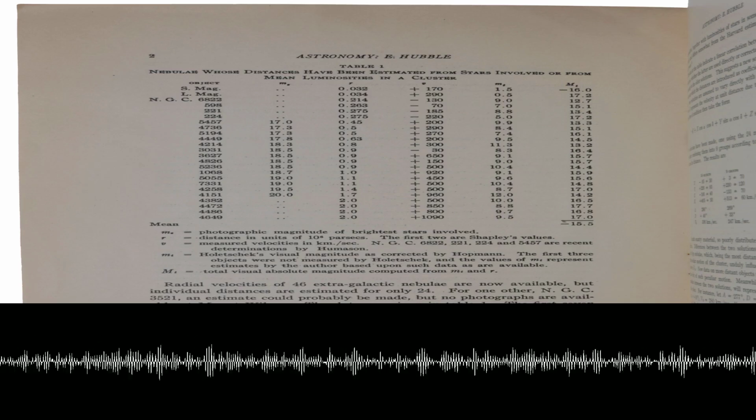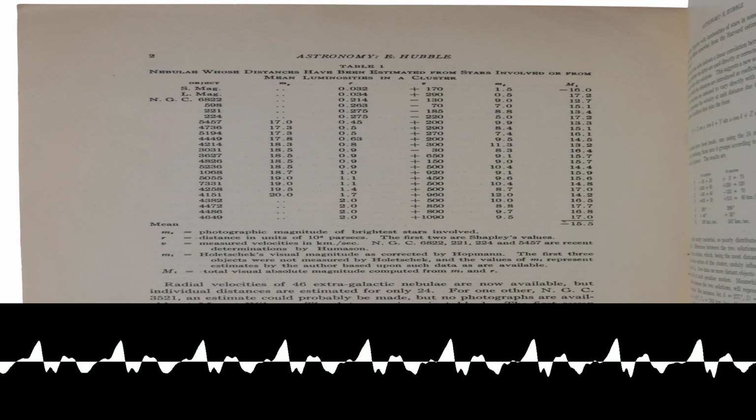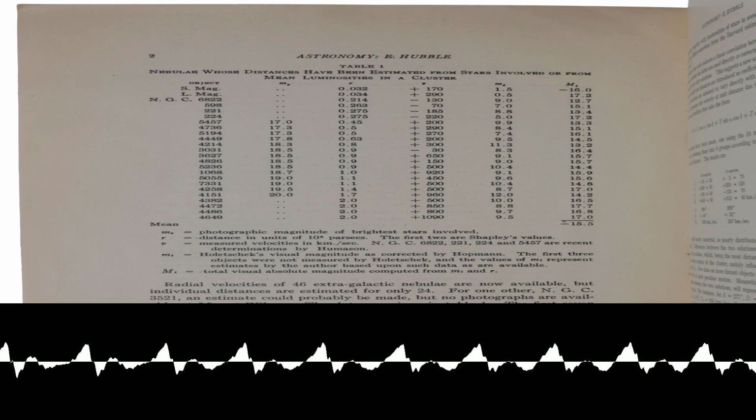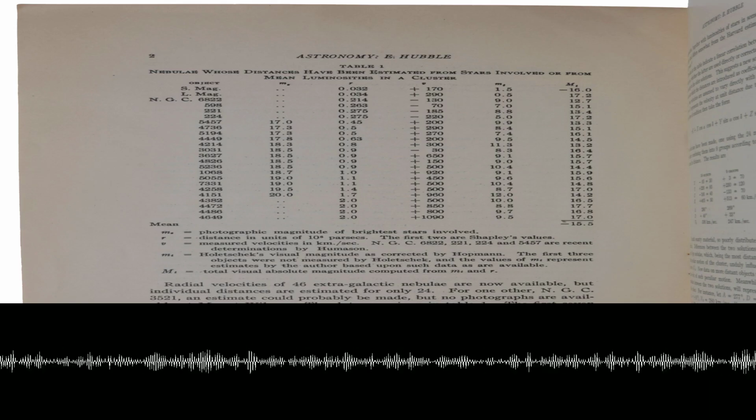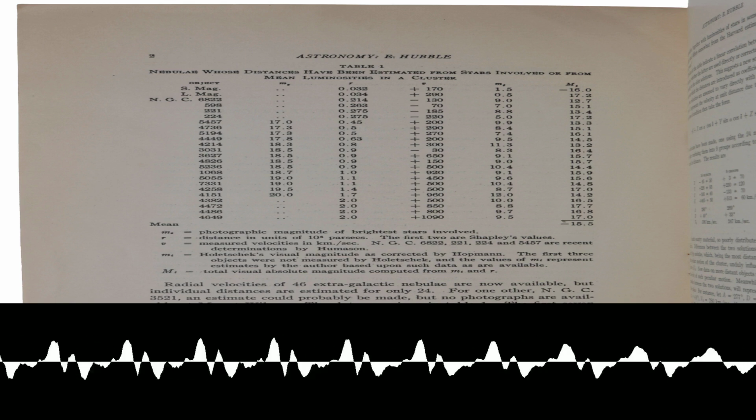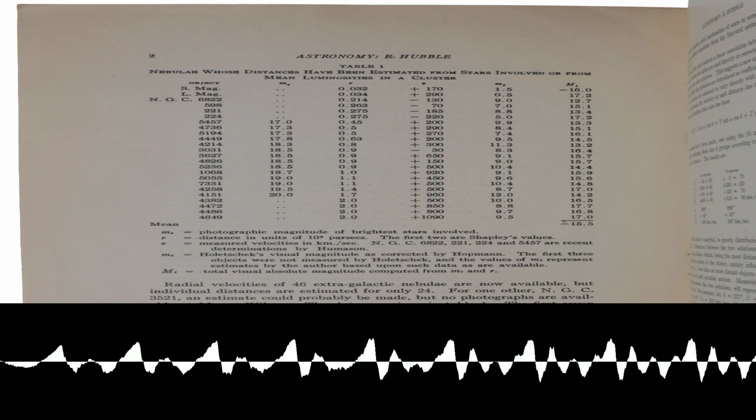Hubble used several distance indicators, primarily Cepheid variable stars. Cepheid variables are stars whose luminosity varies periodically, with the period of their variation directly related to their absolute luminosity. By measuring the period of a Cepheid variable in a distant galaxy, Hubble could infer its absolute luminosity and, by comparing this to its observed apparent luminosity, calculate its distance.